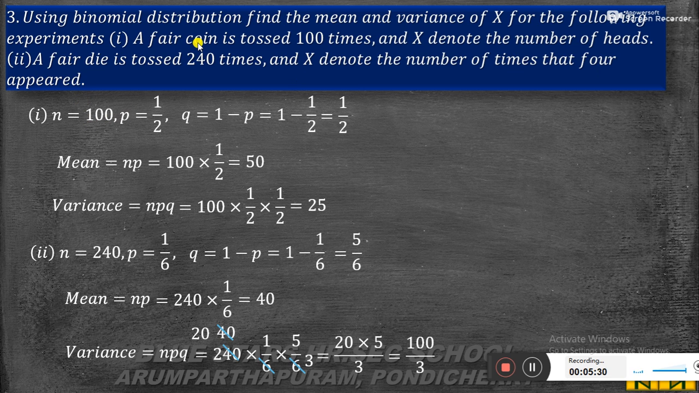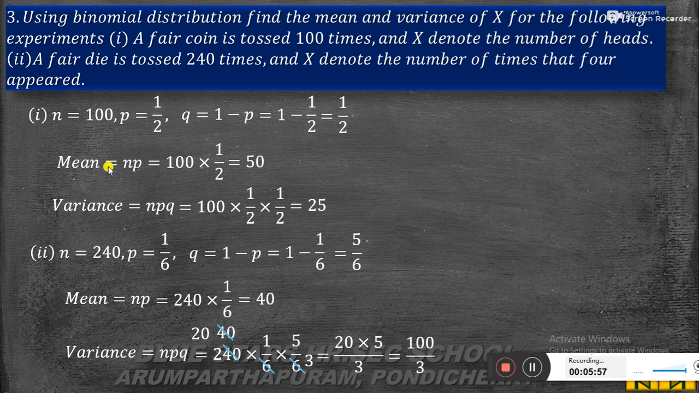From the first subdivision, the coin is tossed 100 times, so n equal to 100. Next, x denotes the number of heads. So p equal to 1 by 2, q equal to 1 minus p, which is 1 by 2. That means probability of success is 1 by 2, probability of failure is 1 by 2. Next, we will find the mean and variance.